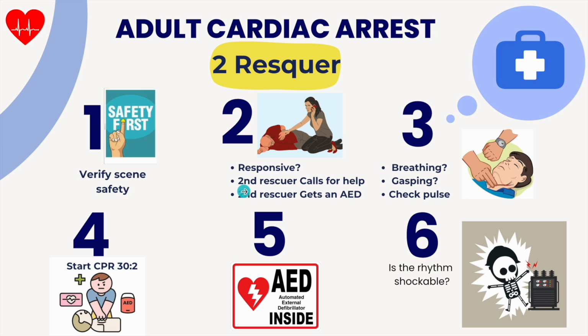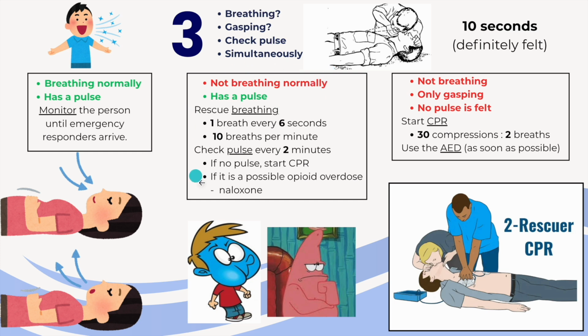Then for the first rescuer, the third step is to assess for breathing and pulse at the same time. Again, this should take no more than 10 seconds, from 5 to 10 seconds. If the victim is breathing normally and a pulse is felt, monitor the victim. If the victim is not breathing normally but a pulse is felt, provide rescue breathing at a rate of 1 breath every 6 seconds. We are talking about adults, okay? Adult BLS algorithm. Here, remember numbers for adults: 1 breath every 6 seconds or 10 breaths per minute.